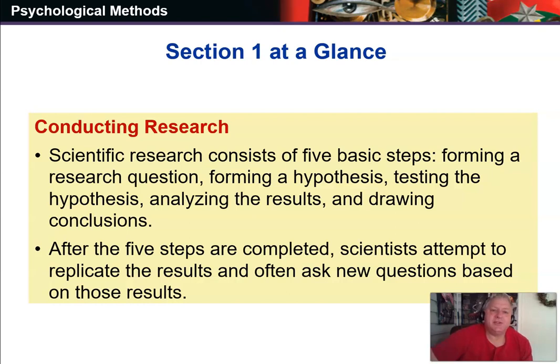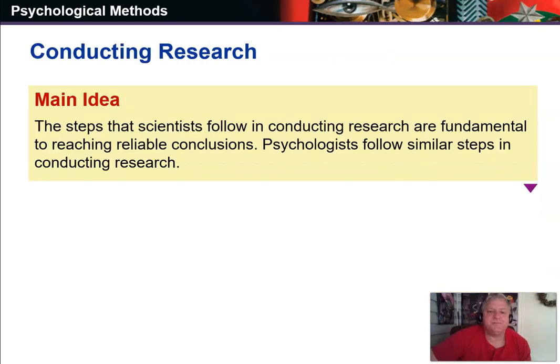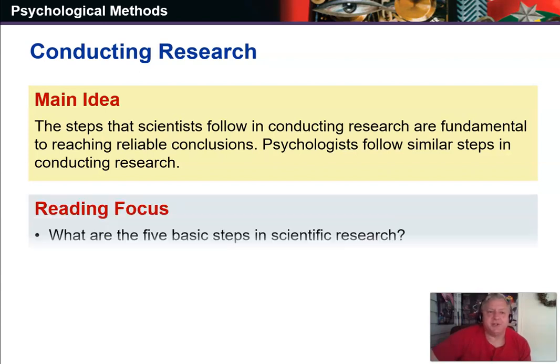So, scientific research consists of 5 basic steps: forming a research question, forming a hypothesis, testing the hypothesis, analyzing the results, and drawing conclusions. After the 5 steps are completed, scientists attempt to replicate the results and often ask new questions based on those results. The steps that scientists follow in conducting research are fundamental to reaching reliable conclusions. Psychologists follow similar steps conducting research.